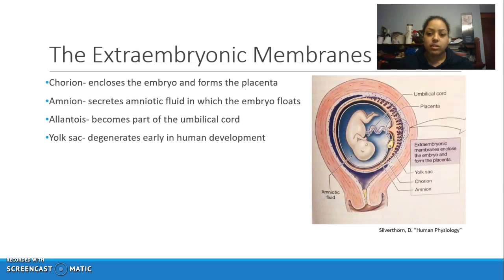Now, the extra embryonic membranes are all formed from parts of the blastocyst. The outer layer of cells from the blastocyst form the chorion, which will enclose the embryo and eventually go on to form the placenta. The inner cell mass of the blastocyst will form the amnion, which secretes amniotic fluid, in which the embryo is floating during development. The allantois, which will become part of the umbilical cord. And finally, the yolk sac, which will degenerate early in human development.